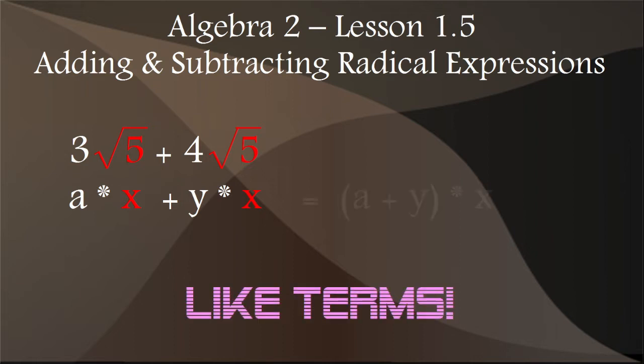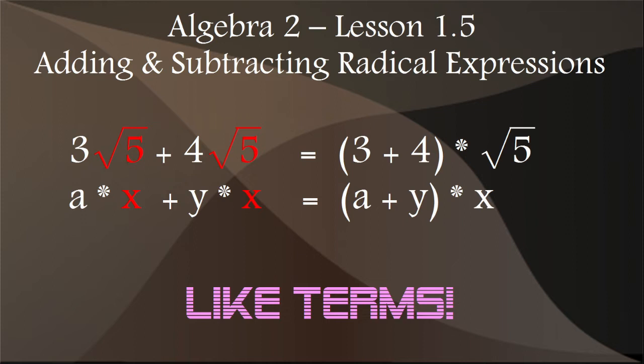So in this case, we can combine the like term of x to have a plus y as a quantity times x. Remember, going back the other way is what we call distribution. You would distribute the x to both the a and the y in the expression. So we can replace the a and the y with the 3 and the 4. All we're doing is combining like terms. So it's 3 plus 4 as a quantity times root 5. And we end up with 7 root 5.